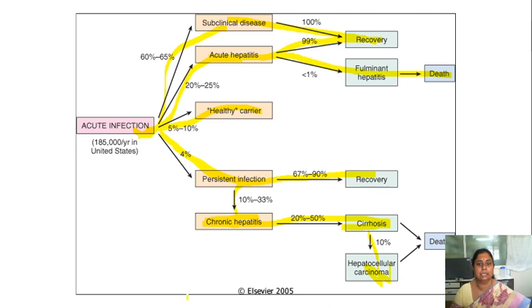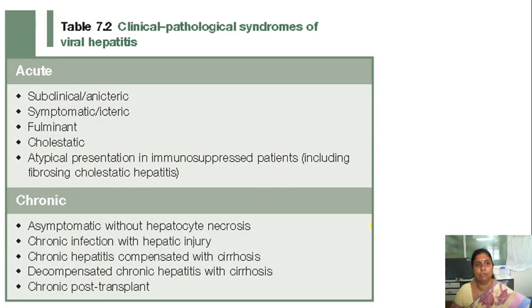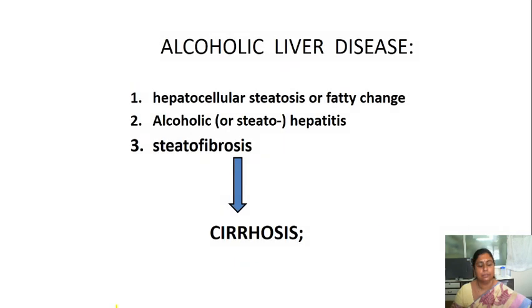Yes, this is the clinico-pathological syndrome of viral hepatitis. Acute: subclinical, anicteric, symptomatic or icteric phase, fulminant hepatitis, cholestatic hepatitis and atypical presentation, whereas chronic: asymptomatic without hepatocyte necrosis, chronic infection with hepatic injury, chronic hepatitis, compensated cirrhosis, decompensated chronic hepatitis with cirrhosis, and chronic post transplant cirrhosis. Then coming to the major cause of cirrhosis, alcoholic liver disease.